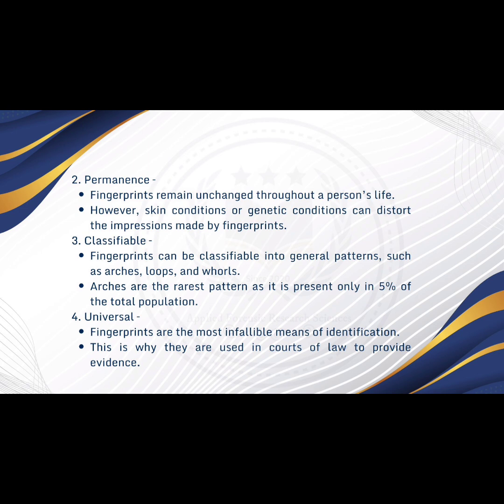Next one, we have classifiable. That means fingerprints can be classified into different patterns such as arch, loop, and whorl. Because of this, it is better to use fingerprints for identification, as it is easier to cut down the suspect list. Then we have universal. That means fingerprints are universally present irrespective of age, sex, and gender, and infallible means it is reliable identification.